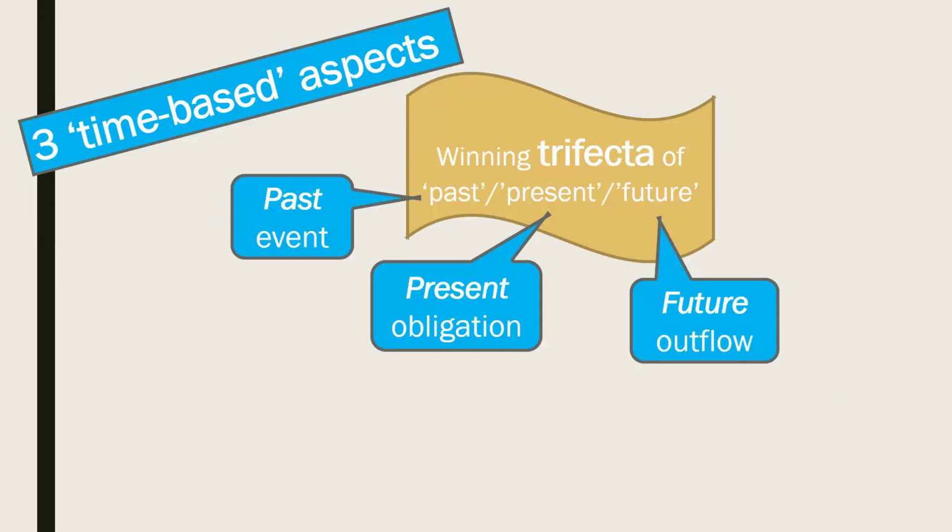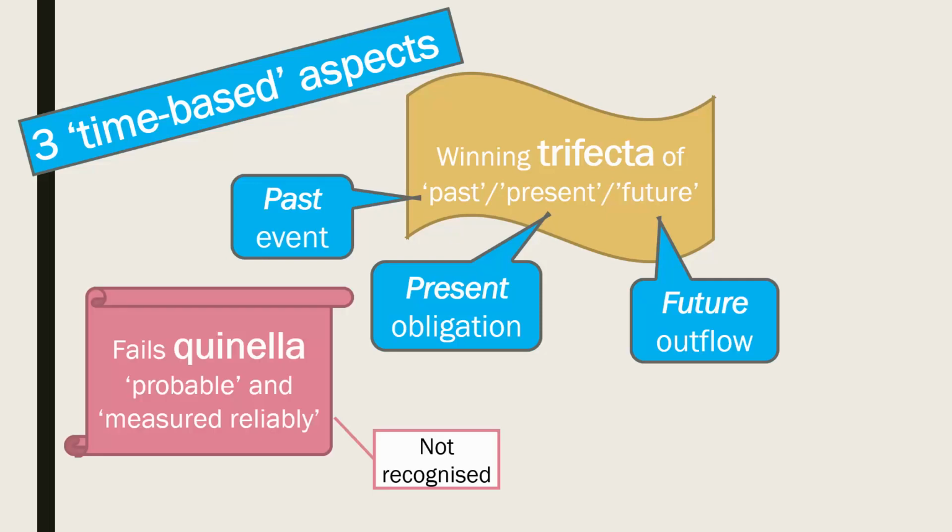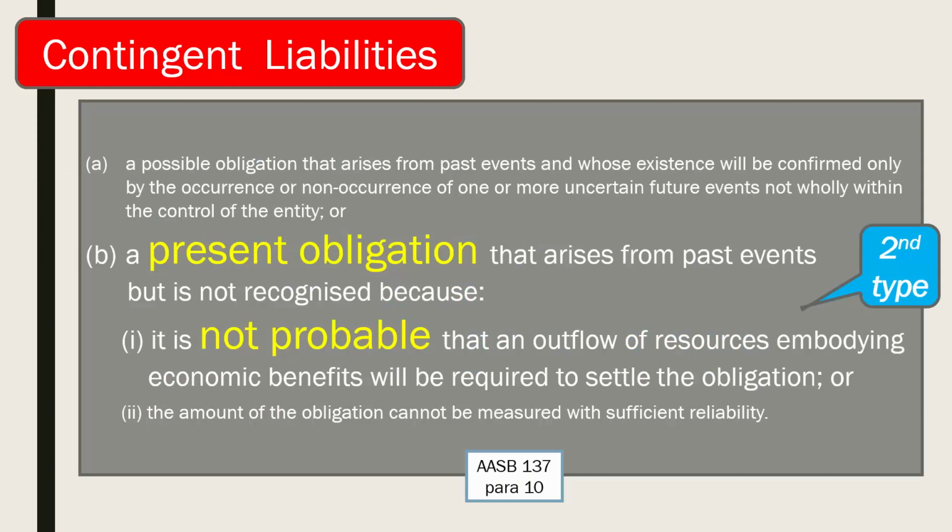We can also have contingent liabilities where there is an existing present obligation arising from a past event involving a future outflow, but where it fails to win the quinella, probable and measured reliably, to be recognised, i.e. included, as a liability in a firm's financial statements. These types of contingent liabilities are almost always items that would indeed likely be a provision, except that it is not probable, i.e. less than 50% probable, resources will be expended to settle the obligation.